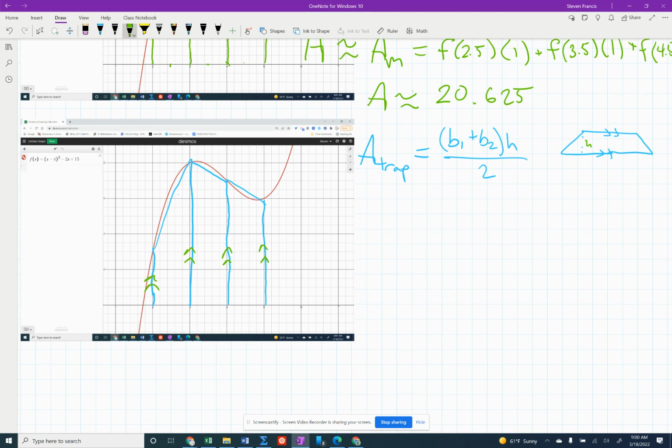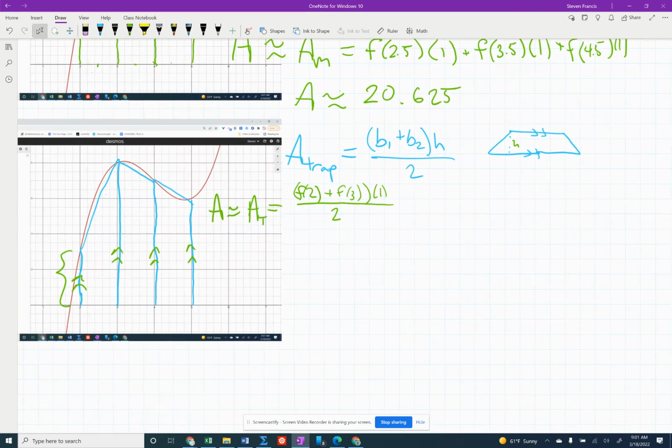So A is approximately, I'll call this A sub t. So the first base, well, I need this length right here. We've already calculated that before. That's just what I get by plugging 2 into the function. So that's f of 2. And then the next one, I just got to plug in 3. That's f of 3. And then I got to multiply by delta x, which is 1. And then because the formula has a divided by 2 in it, or a 1/2, that's what we're going to get. That's the first trapezoid area.